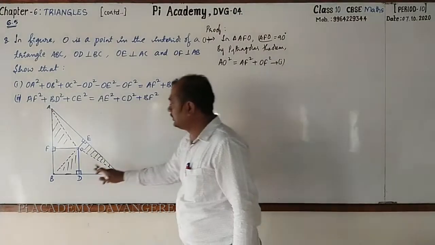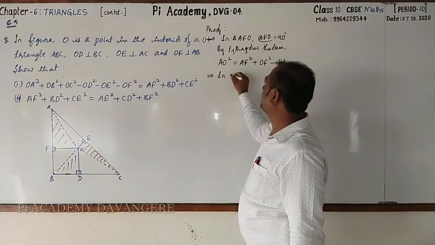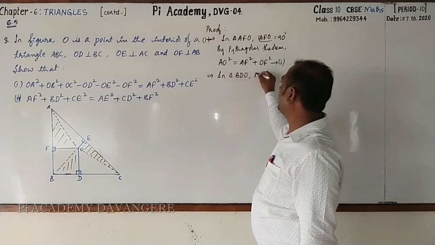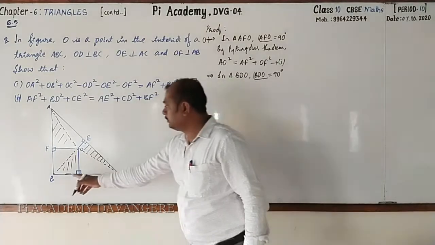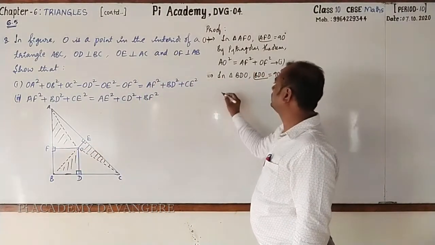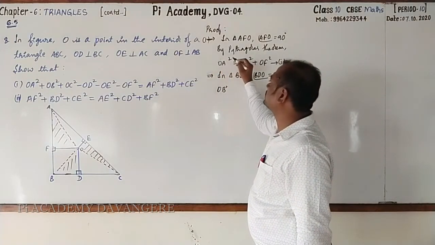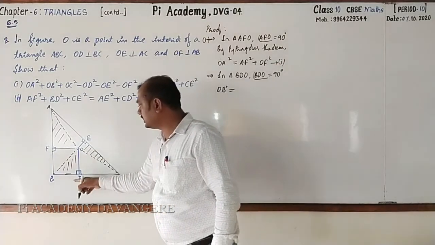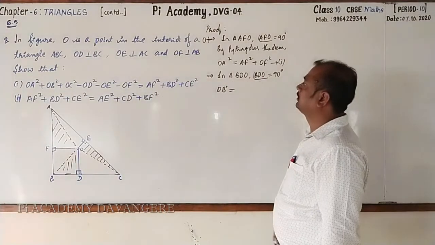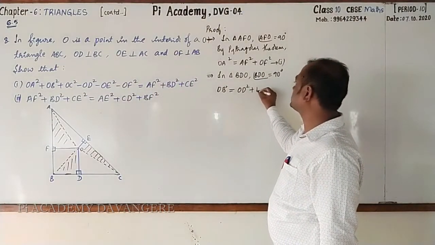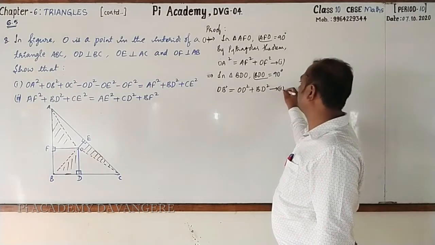Next, let me take another triangle BDO. In triangle BDO, angle BDO is 90 degree. Then BO square or OB square, however you want, I'll take OB square and you can take this as OA square. Same only. OB square is equal to OD square plus BD square. Call it as statement 2.